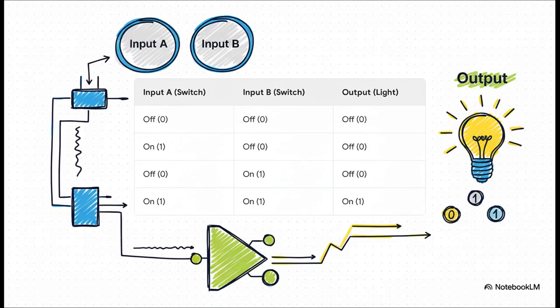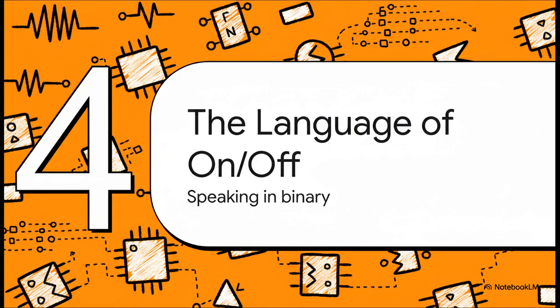Now let's look at the AND gate, which is a lot stricter. As you can see here, the light will only turn on in one very specific situation, when input A and input B are both on at the same time. If even one of them is off, you get nothing. Zip. Nada.